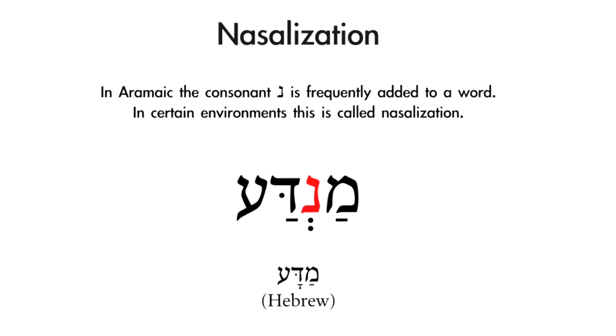Notice the Hebrew word below, mada, spelled with a mem, a dalet, and an ayin, just like you would expect it. But look above, manda in Aramaic. Do you see that noon highlighted in red? That noon is there due to the influence of nasalization, or Aramaic's love of the noon.